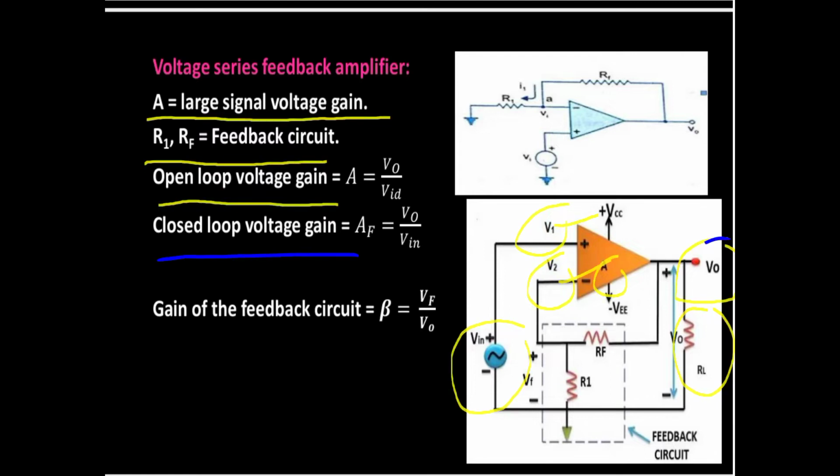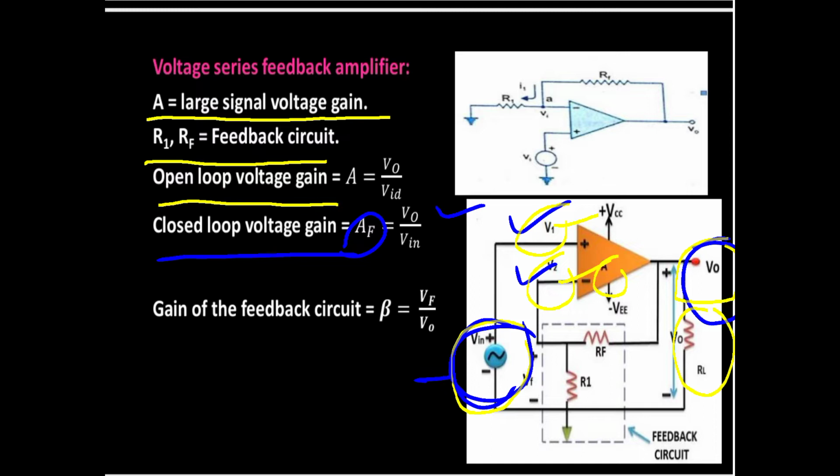Now coming to closed loop voltage gain. In closed loop, the output voltage is also V0 and the closed loop input voltage is VIN. One thing to remember: open loop input voltage is nothing but the differential input voltage, V1 minus V2, and closed loop input voltage is the applied input voltage at the non-inverting terminal. Here we are connecting the non-inverting terminal as the input, that's why I consider VIN as the input of the closed loop feedback amplifier, and the gain AF is equal to V0 by VIN, that is output by input.